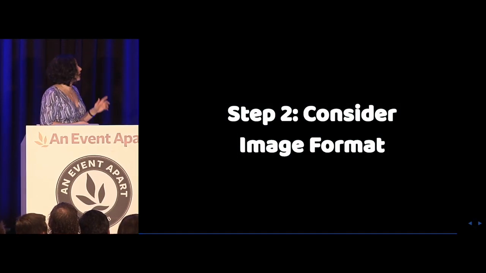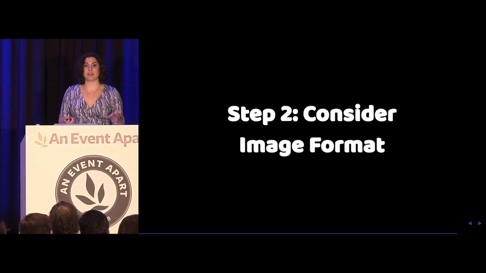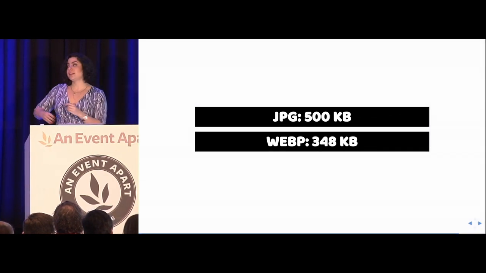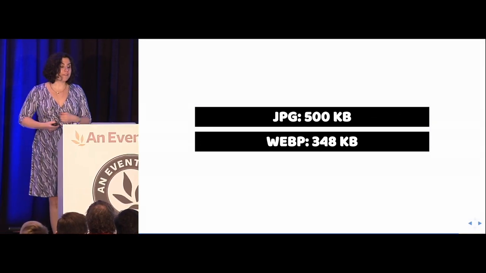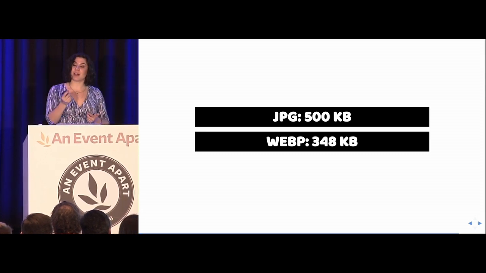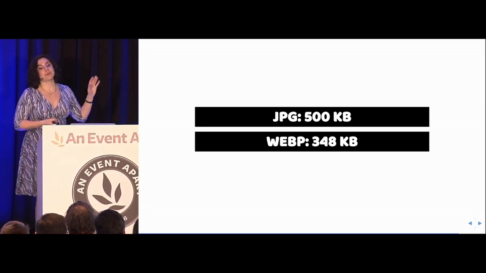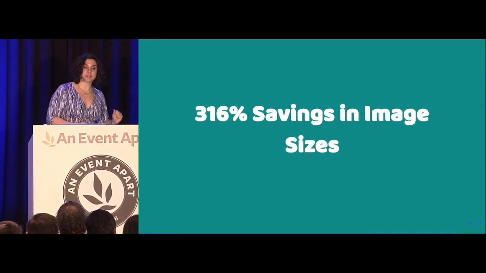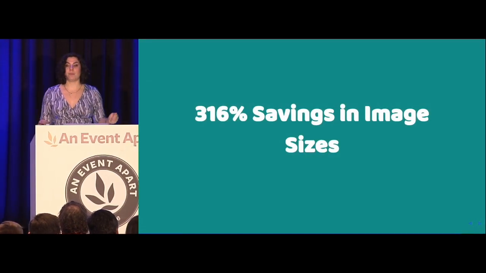Step 2 is to consider the image format. This is where we can also get a lot of really great image savings. If we convert these JPEGs to WebP, even with the picturefill polyfill, which is 8 kilobytes, we're now at 348 kilobytes. So now we're at a 316% savings in image sizes, just on the homepage and initial load.